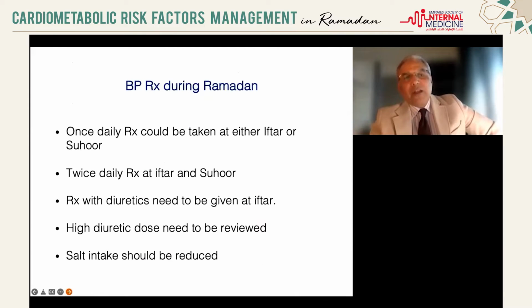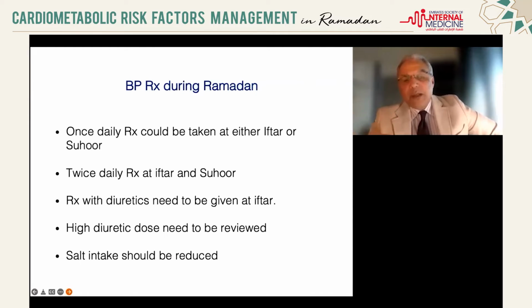So what about the treatment for hypertension? What should we do with it during the month of Ramadan? Well, I think it's easy. Once daily, it could be taken at iftar or suhoor. It depends on what type of therapy it is. Twice daily, then iftar and suhoor.